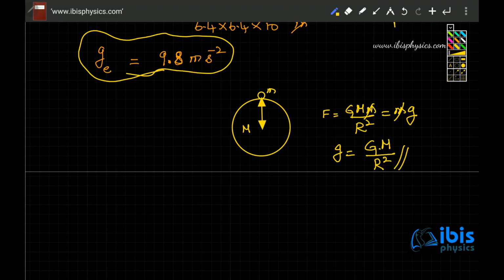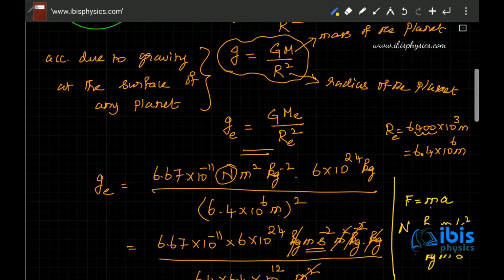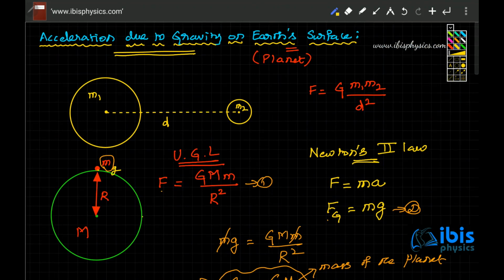So using which we have found that the acceleration due to gravity at the surface of Earth is 9.8, its unit is meter per second square. In the other video, I will also be dealing with a different type of problem based on this. If you know the gravity on one planet, and you know the other planet's size compared to this planet's size, you will be able to calculate it. So that we will discuss in the next video.